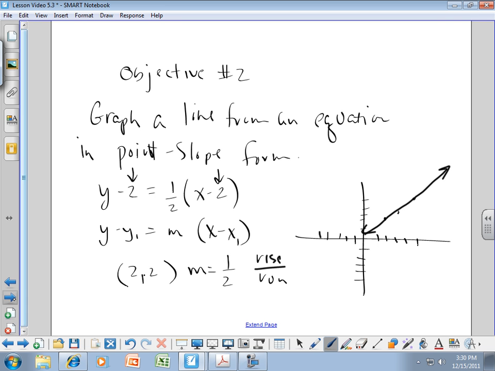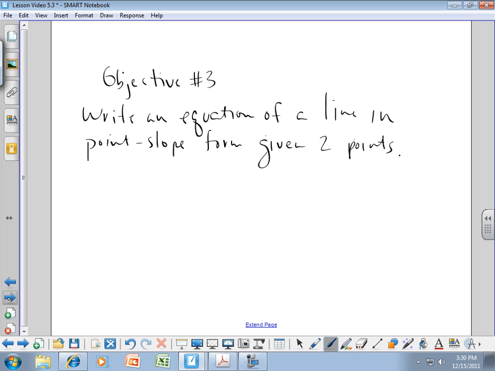All right? Objective number 3 in this section, we're talking about writing an equation of a line in point slope form when you're given 2 points. Well, okay. Let's say those 2 points are -2, -3, and 4, 2. All right, well, point slope form. We definitely have points. In fact, we've got 2 of them. But what don't we have? Well, we don't have a slope. Can we find a slope?